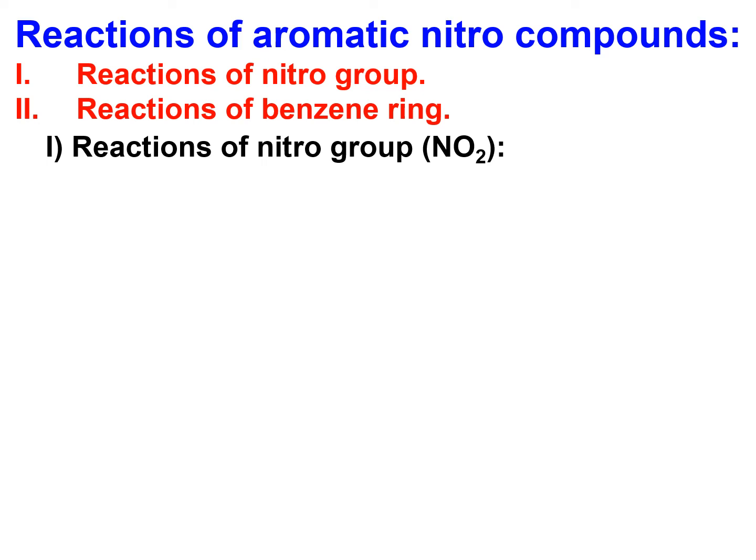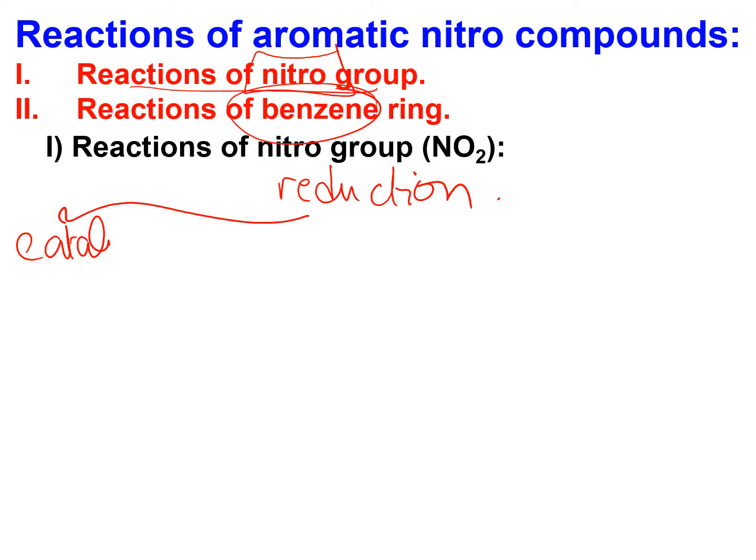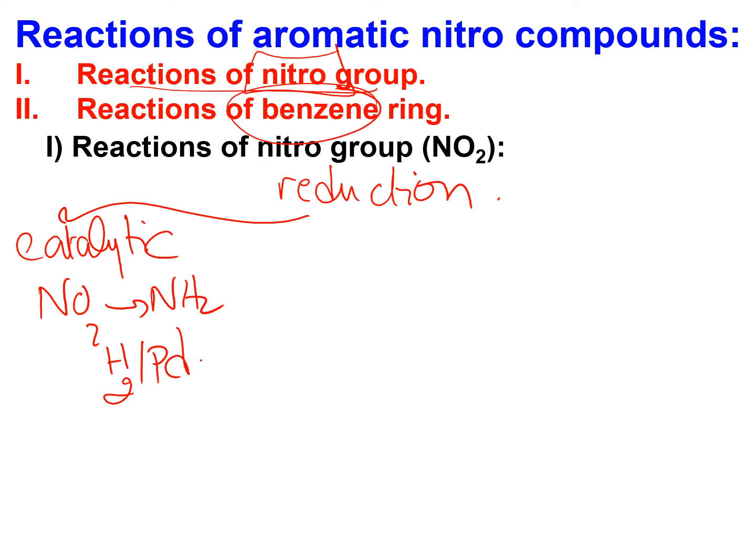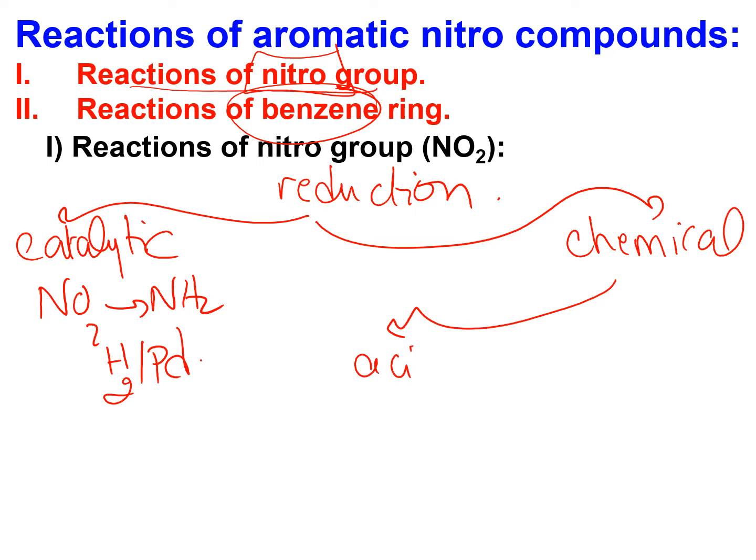Now, if we go to the reactions of these compounds, we have, as we mentioned, two types of reactions. Reactions of the functional group, which is the nitro group, and then reactions of the side chain, which is the reactions of the benzene ring. As we mentioned, reactions of the nitro group are only reduction reactions. As we said, we have catalytic reduction, and this usually produces an amino group where we use hydrogen in presence of a catalyst, whichever catalyst you want to use. And then we have the chemical reductions, which can be in acid medium or in neutral medium or in alkaline medium.